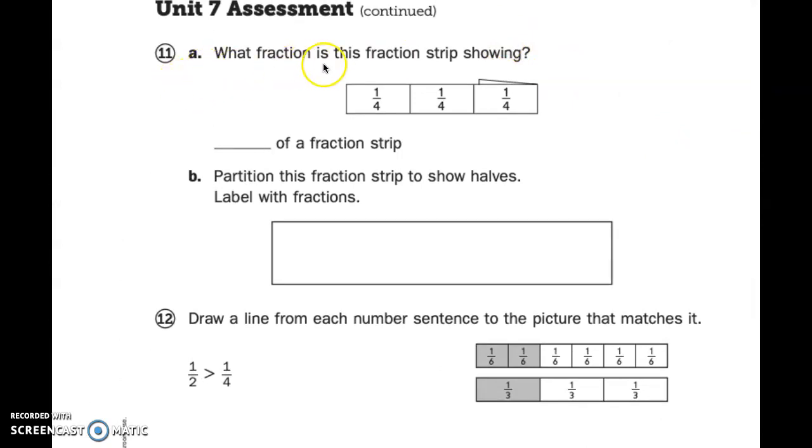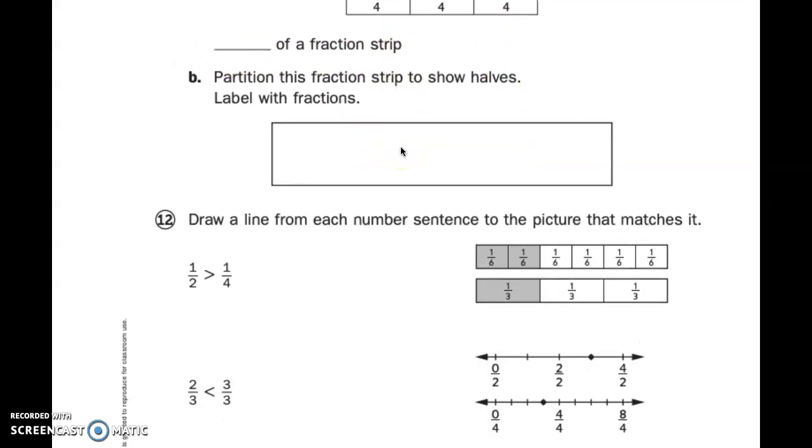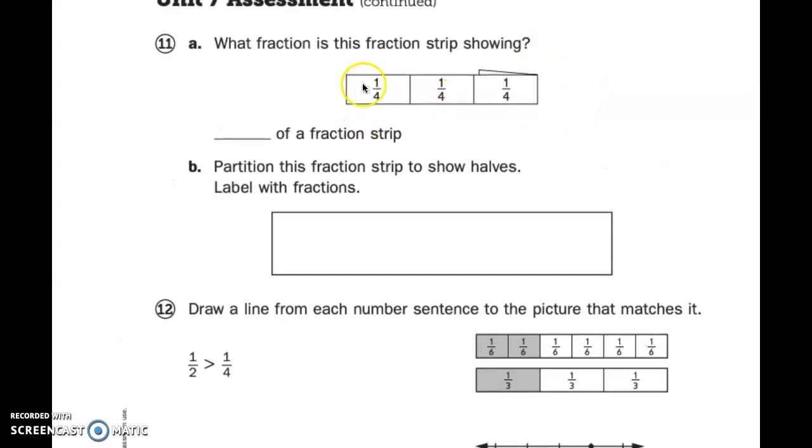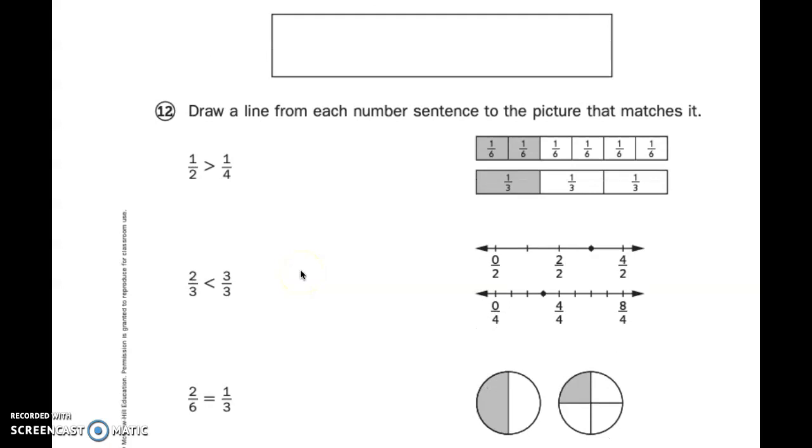Number 11, what fraction is the fraction strip showing? I kind of see there's a little bit behind there. I wonder how much of this fraction strip is showing right now. B says partition this fraction strip to show halves, keyword halves, label with fractions. So I see this one's labeled with fractions. I need to see this fraction strip partitioned and labeled with fractions. Just like they have 1/4 here, you need to show your halves.